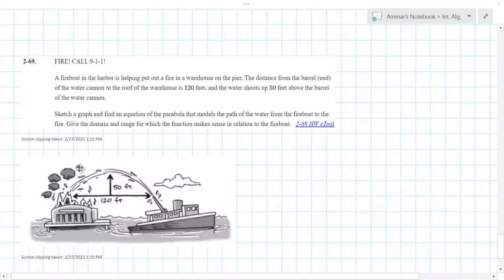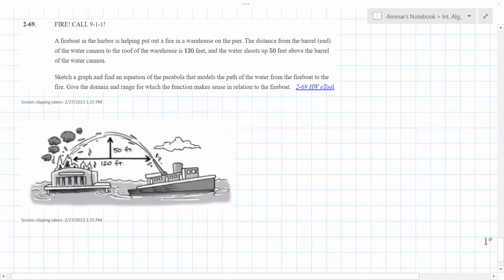And 69 here, we see the peril, and here the warehouse, and there's a fire. The distance from the peril to the warehouse is 120 feet, and the height of the water is 50. From here to here, that's 50. And this looks like a parabola, opens downward, so I can model this situation with a parabola.